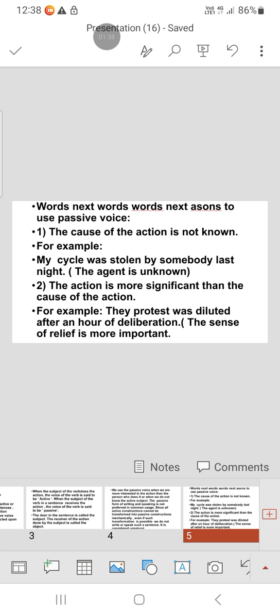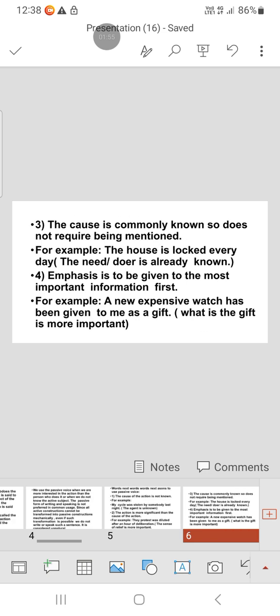Second reason, the action is more significant than the cause of the action. For example, their protest was diluted after an hour of deliberation. The sense of relief is more important here.